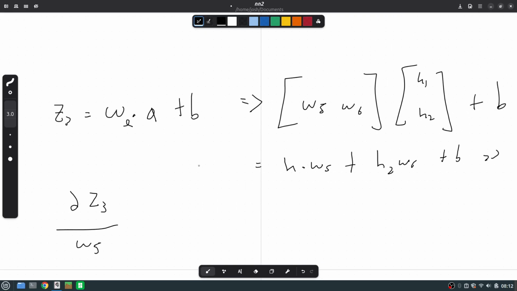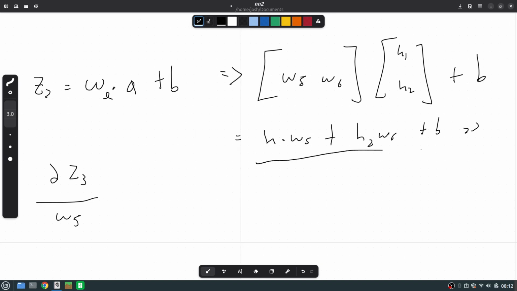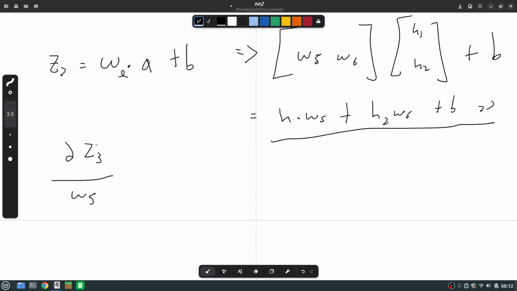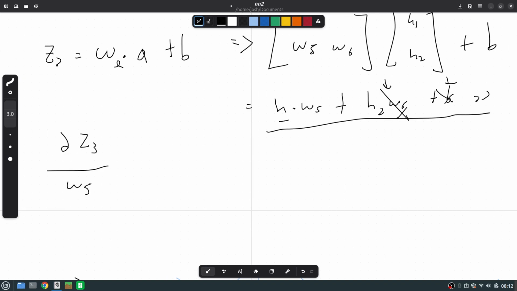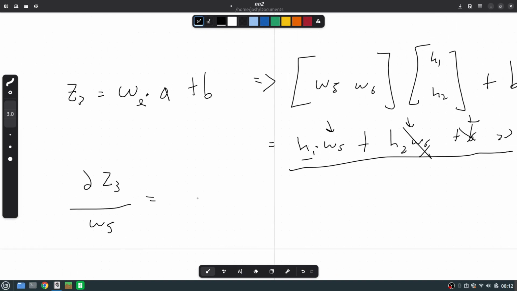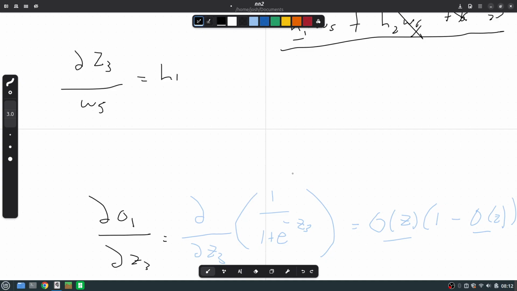Now we have to take the partial derivative of z3, this entire function, with respect to w5. If you want, you can plug this in place of z3. And so what's going to happen is that this is going to be treated as a constant. I hope you know how to take partial derivatives. So this is going to die, this is going to die, and we're going to be left with h, this is just 1, and we're left with h1. So this is h1, like so. And now you just multiply these partial derivatives together, and you're good to go.